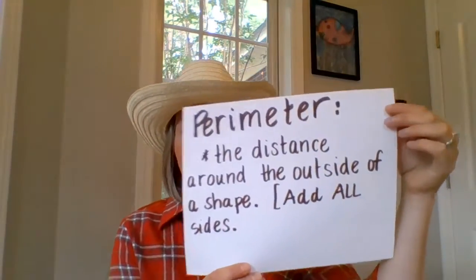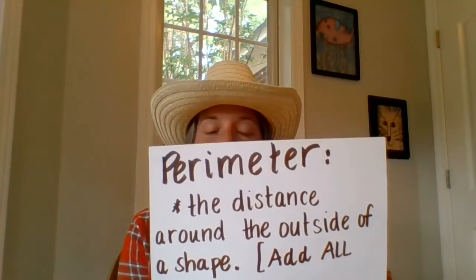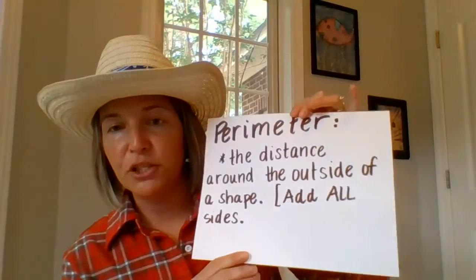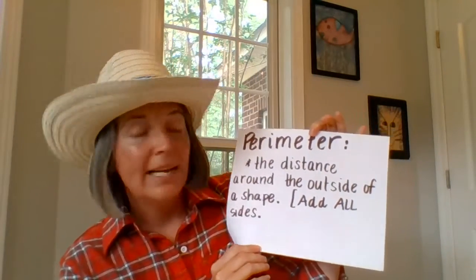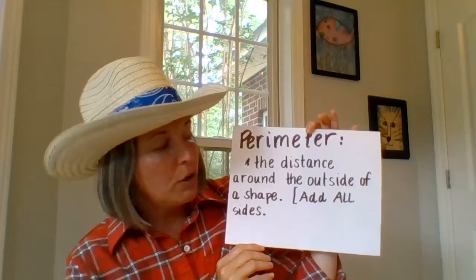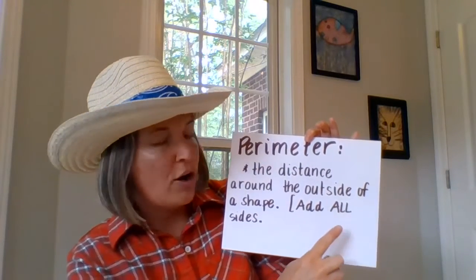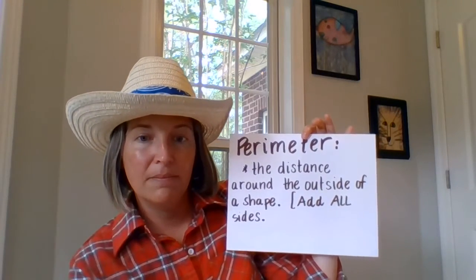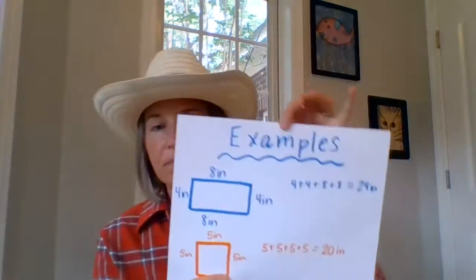Okay, so I want to start with talking about perimeter. Perimeter is the distance on the outside of a shape. And to determine the perimeter, all you have to do is add all of the sides. All right, let's look at a few examples.